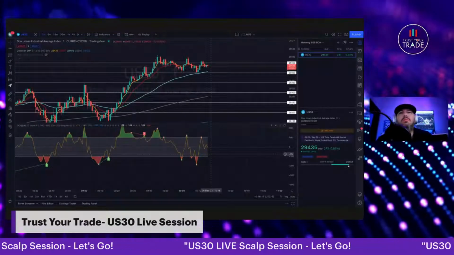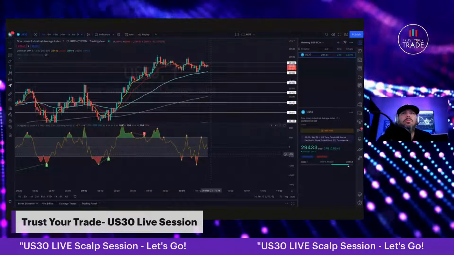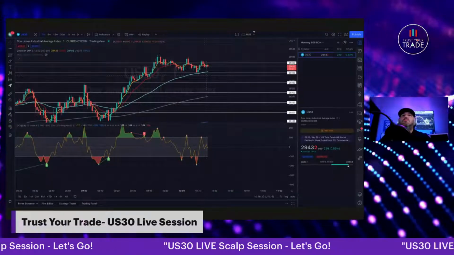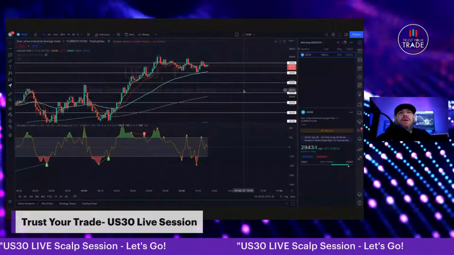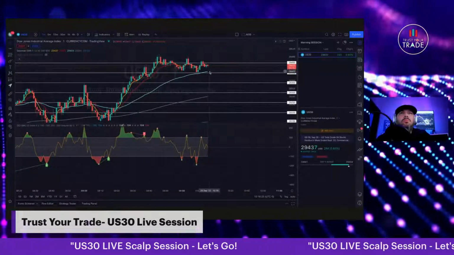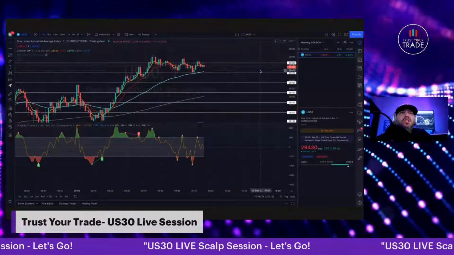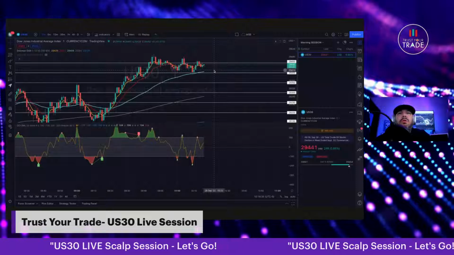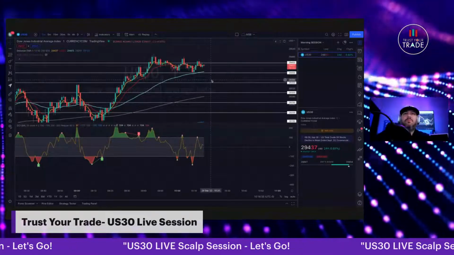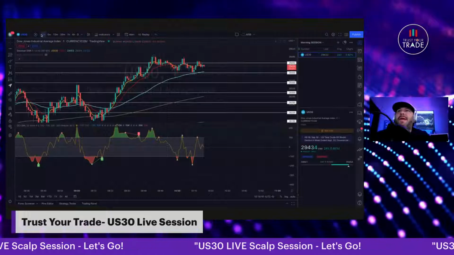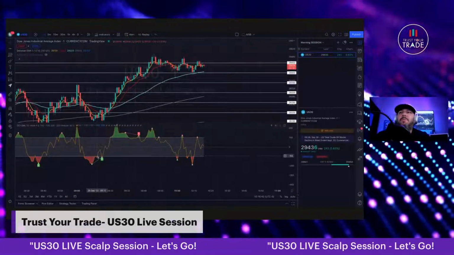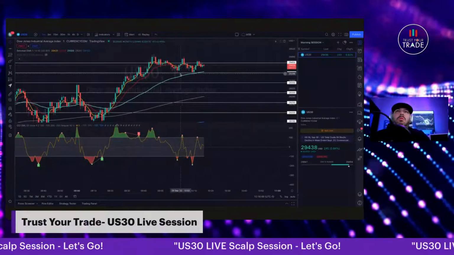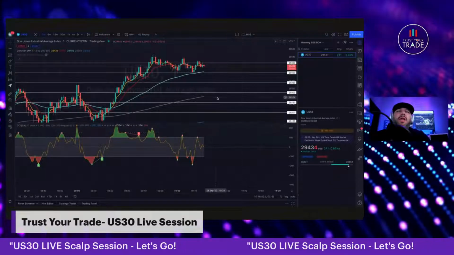Let's go, big drops. We're obviously consolidating between this 29,450 and this 400. We're consolidating in between here. This is on a 1 minute chart, guys. We have structure right here at 29,400.